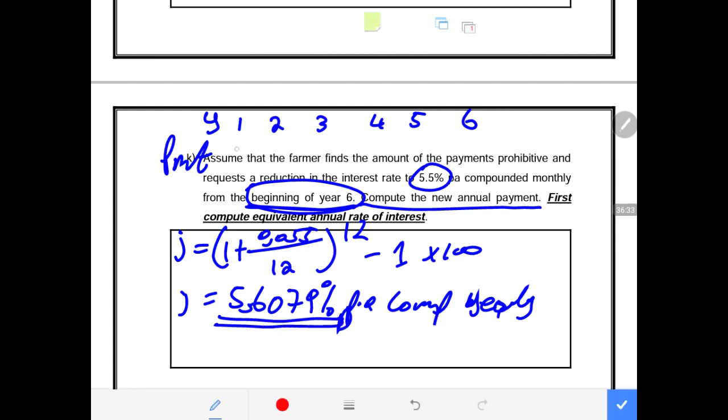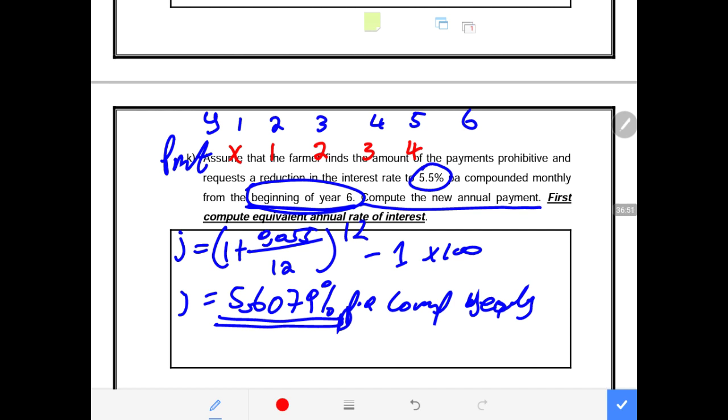In year 1, there's no payment. We start payment 1 in year 2. Year 3, payment 2. Year 4, payment 3. Year 5, payment 4. Do you see that? So now we have year 1, year 2, year 3, year 4, year 5, year 6.